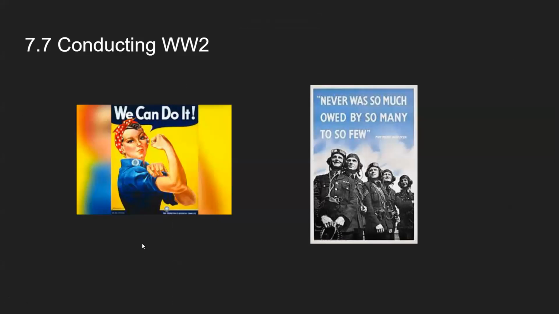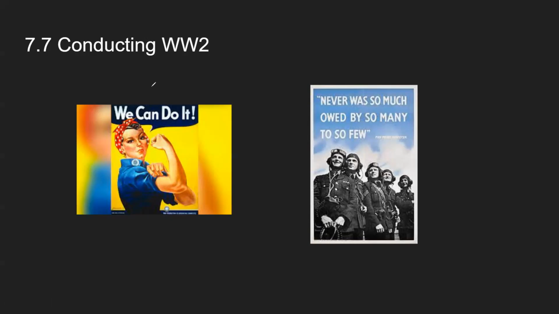So along with conducting World War II, in order to get all that equipment and all those systems ready to go, such as weapons, everything from the big bombers all the way to boots and just food for the people, they had propaganda in order to get people to join and help support the war effort.